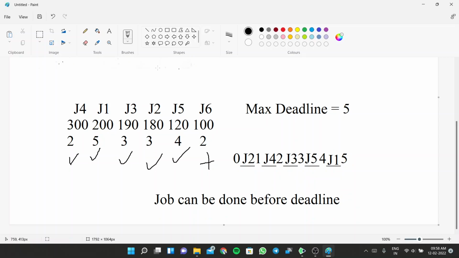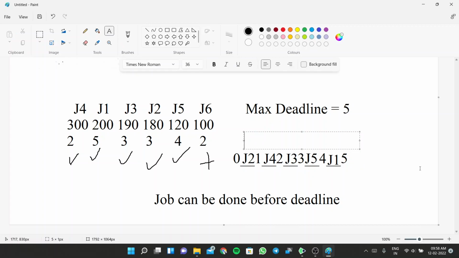So we will calculate the total profit. The total profit is: J2's profit, 180, plus J4's profit, 300, plus J3's profit, 190, plus J5's profit, 120, plus J1's profit, 200. So this is the total profit which we get from this solution.